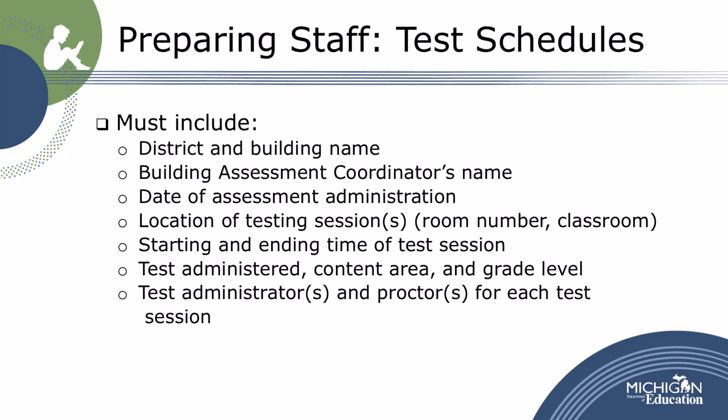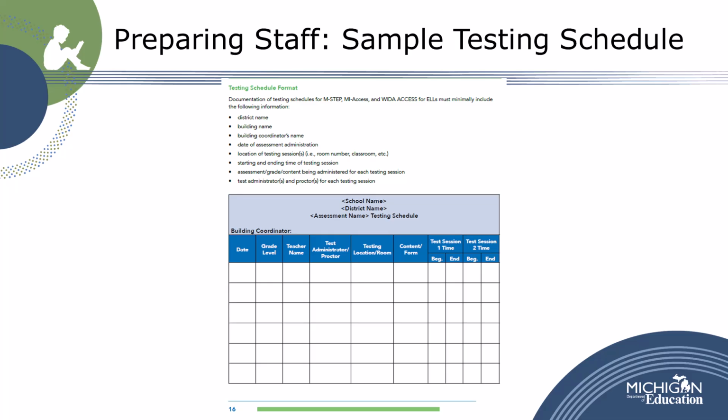incident report. Test schedules must include the district and building name, the building assessment coordinator's name, date of the assessment administration, the location of the testing session, starting and ending time of the test session, the test that was administered, and the names of the test administrators and proctors for the test session. The Assessment Integrity Guide provides a sample testing schedule on page 16. The sample includes all required components of the testing schedule.